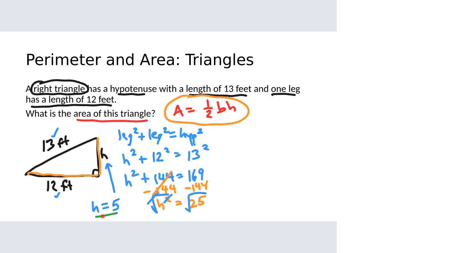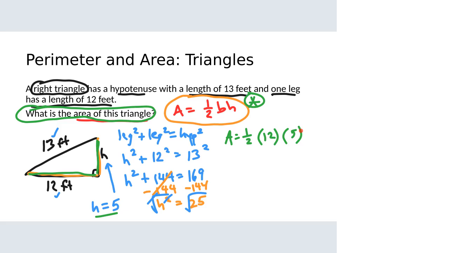While finding the length of that leg is really important, the question is, what is the area of this triangle? So we're not done yet. We've got to now use area is 1/2 the base times the height to find the area of the triangle. And that'll be 1/2 times the base, which is 12, times the height, which I now know is 5.